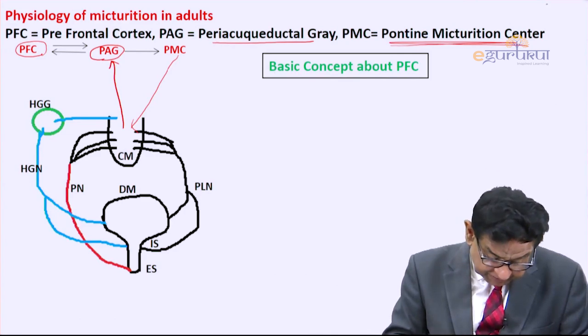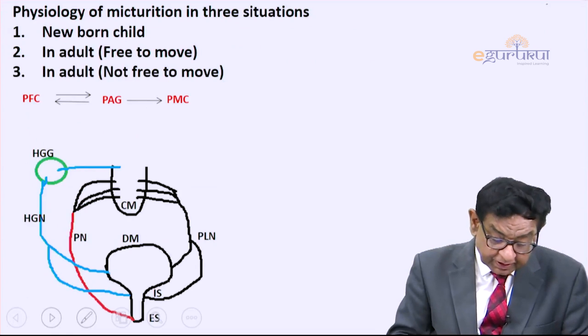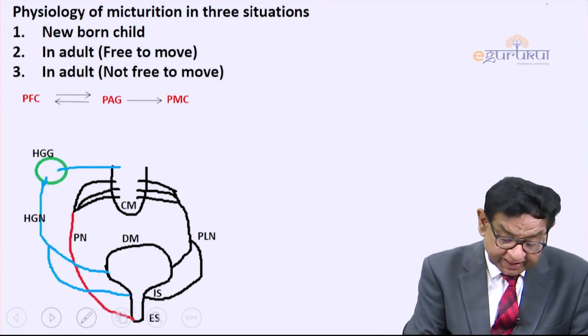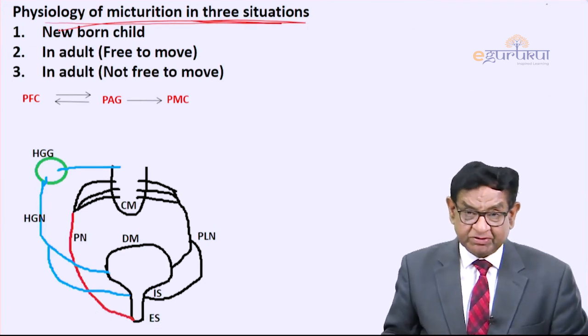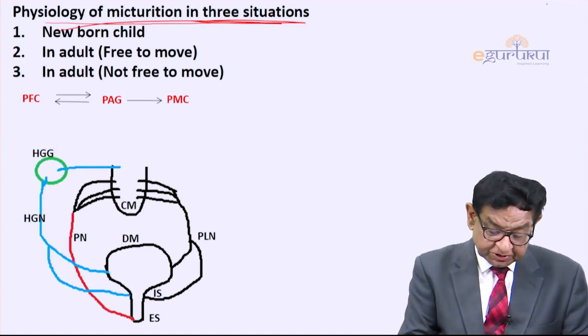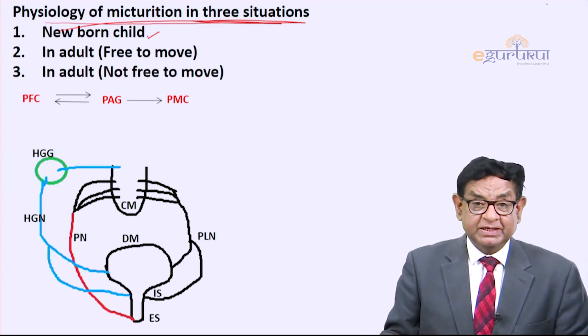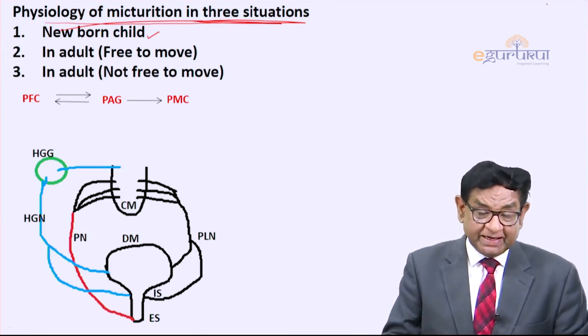Okay, with this background, now I'll talk to you. We'll continue our discussion on physiology. Now I'll give you 3 situations in the physiology, how the micturition occurs. First, the newborn child. Suppose in one of your relatives' families, a newborn baby has arrived.